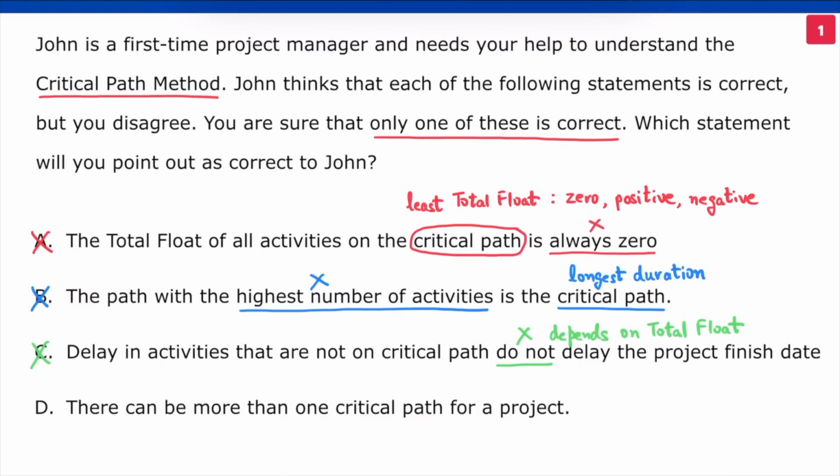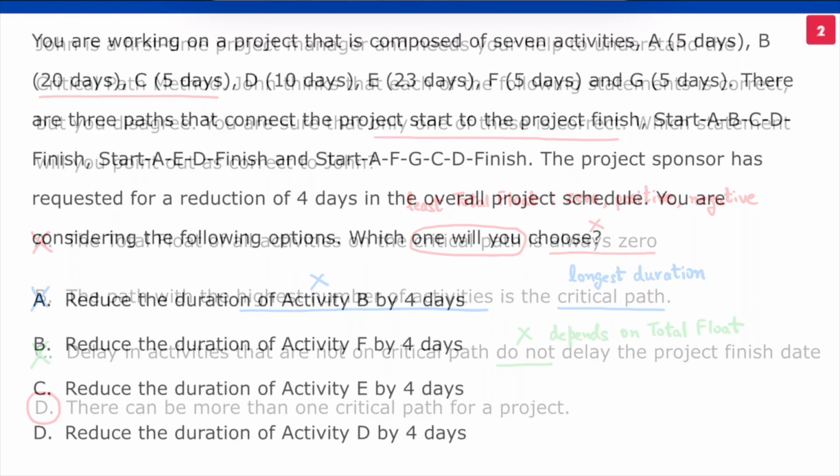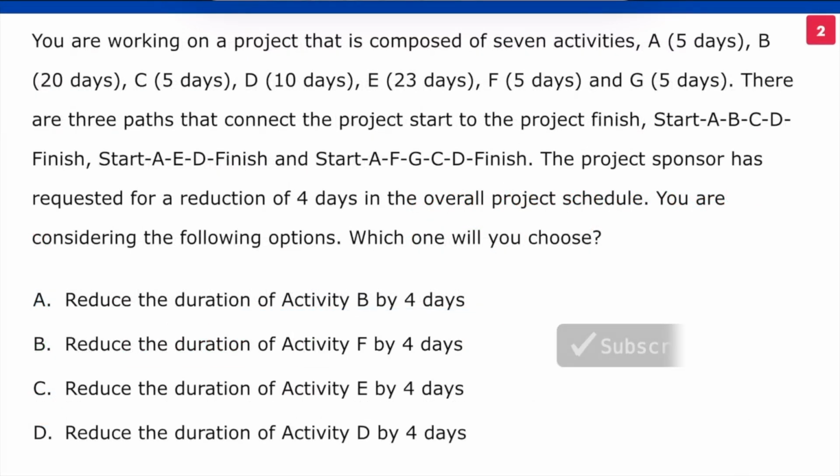Finally, option D. Indeed, a project can have more than one critical path. It happens when two or more paths have equal duration, which is also the longest. D is our choice. Let's look at another interesting problem. You are working on a project that is composed of 7 activities: A, B, C, D, E, F, and G.